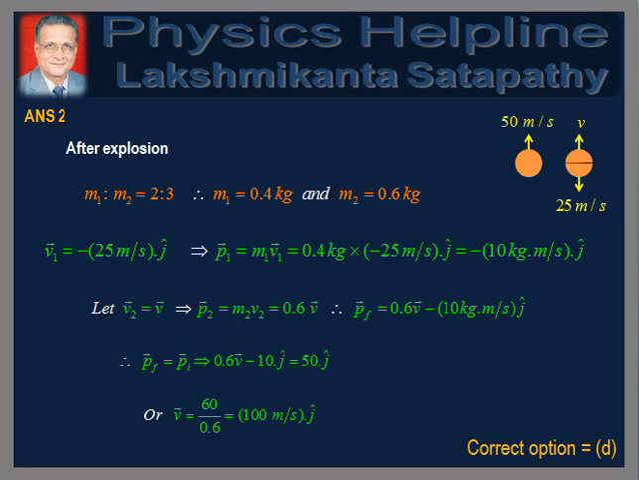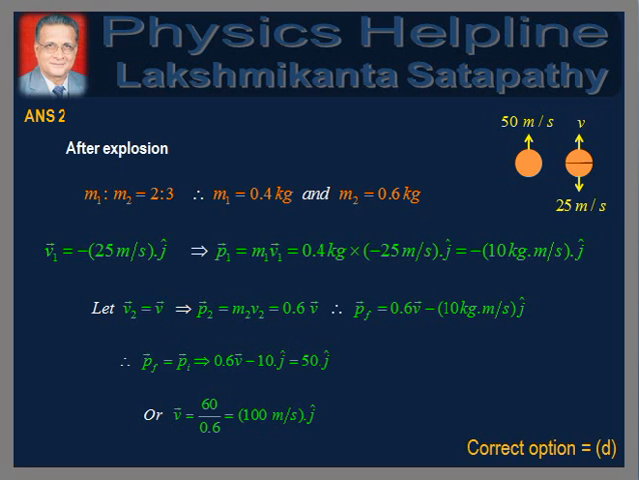After the explosion, we have two parts whose masses are in ratio 2:3. Therefore, mass of the smaller part is m1 is equal to 0.4 kg and mass of the larger part is m2 is equal to 0.6 kg. The smaller part moves in the downward direction with velocity 25 meters per second. Therefore, we write v1 is equal to minus 25 meters per second into j cap.